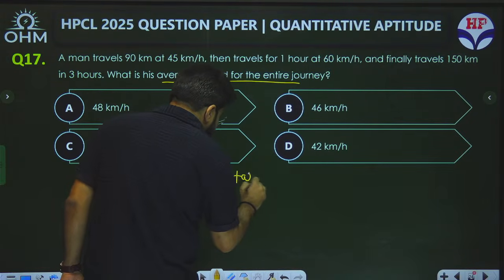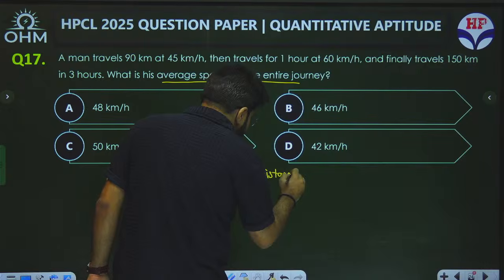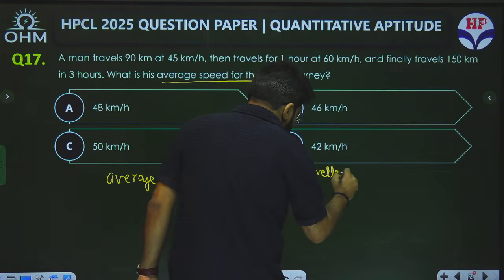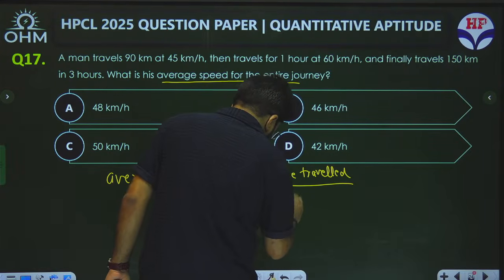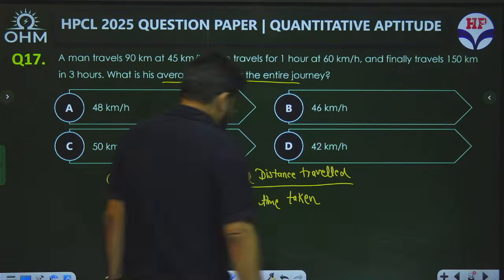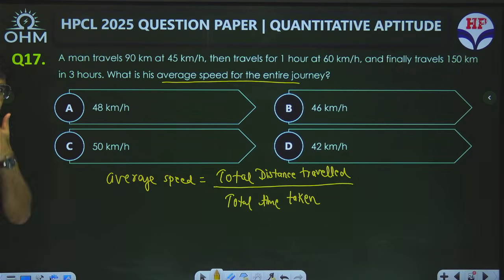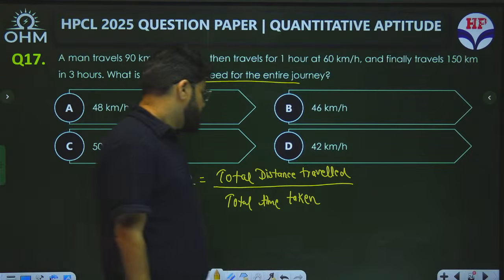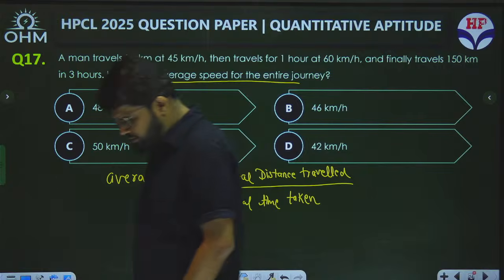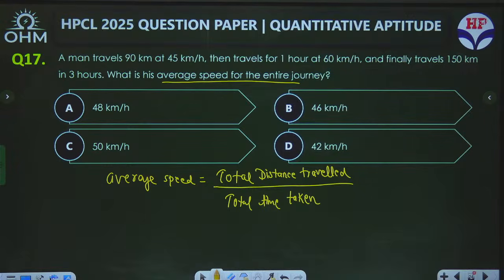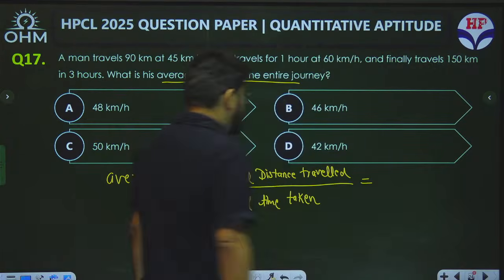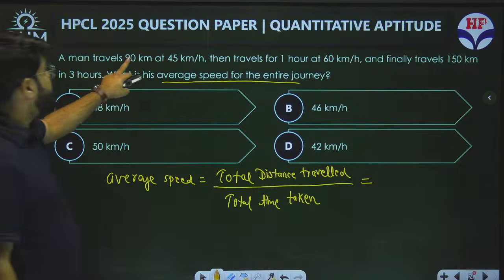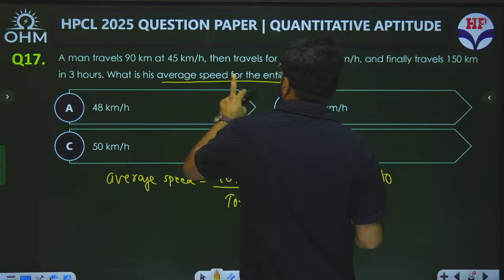Because a broken journey is given, you should write down total distance traveled divided by total time taken. Total distance travel divided by the total time taken, correct? Now what is the total distance? A man travels 90 km first, then travels for 1 hour.